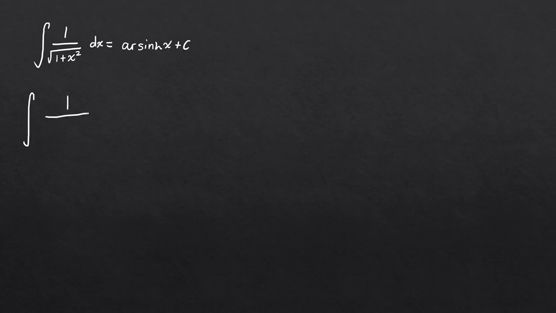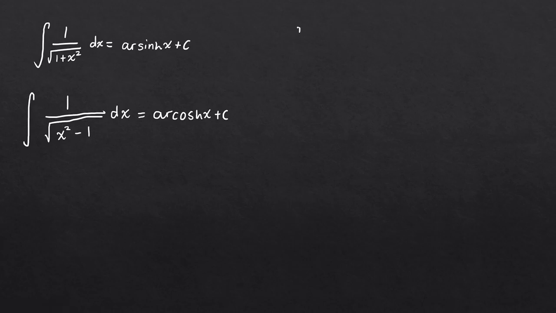So if we write the first one again, the integral of 1 over the square root of 1 plus x squared dx. Like we already said, this is arsinh x. Okay. The next result here is the integral of 1 over the square root of x squared minus 1 with respect to x. This gives us arcosh x plus c.